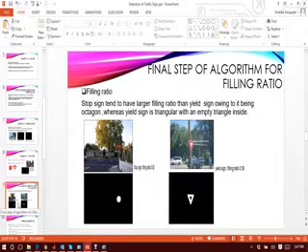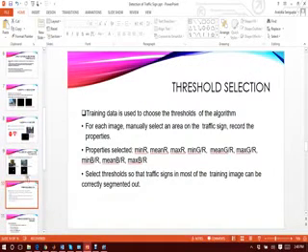Finally, the final step of the algorithm is the filling ratio. The filling ratio is the ratio which is used to determine the stop sign and the yield sign from each other, where we see the stop sign tends to have a larger filling ratio than the yield sign, owing to it being an octagon, whereas the yield sign is triangular with an empty triangle inside. Here we see that the filling ratio for the stop sign is 0.82 and that for the yield sign is 0.56, which proves that the stop sign tends to have a larger filling ratio.